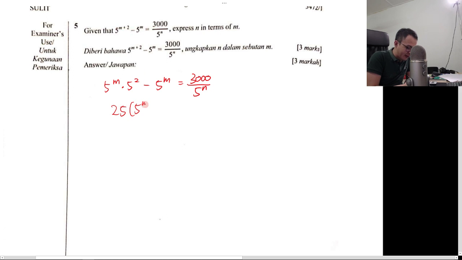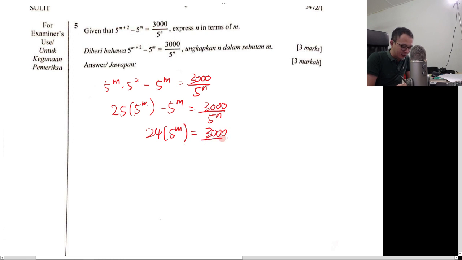25 multiply 5 power of m minus 5 power of m equals 3000 over 5 power of n. Just imagine 5 power of m is an apple. 25 apples minus 1 apple, you still have 24 apples, isn't it? So you still have 24 apples here. Now I can move my 5 power of n to the other side.